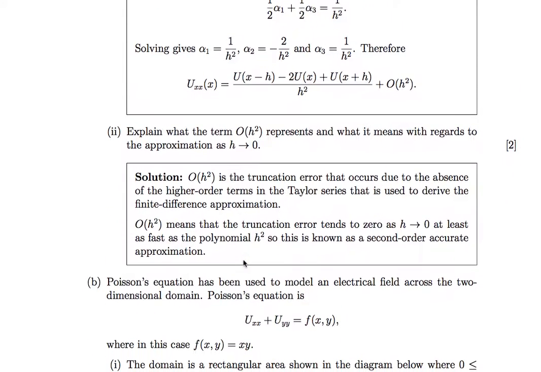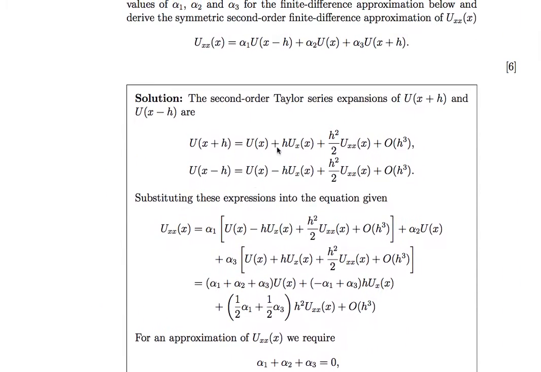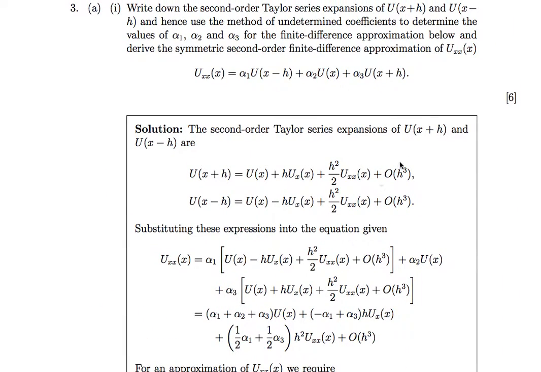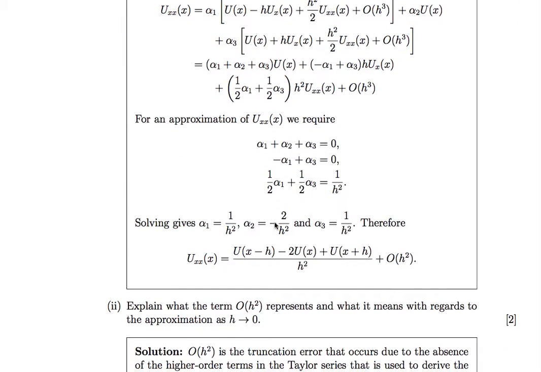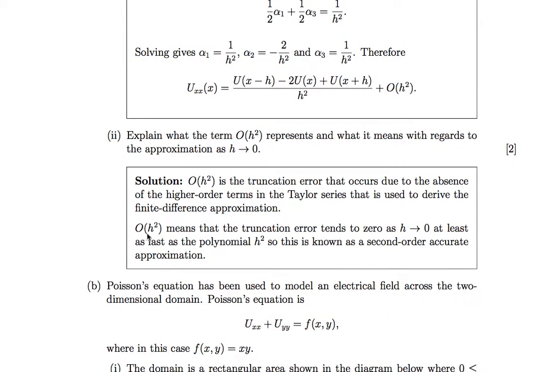Okay, second part of the question: explain the term big O h squared and what it means as h tends to 0. Well, big O h squared are the truncation errors. So here we have big O h cubed. This means all terms third order and above have been truncated from the Taylor series. Specifically for big O h squared, this means as h tends to 0, the error, which is this term, will tend to 0 at least as fast as h squared. And so therefore we say this is a second order accurate finite difference approximation up here.